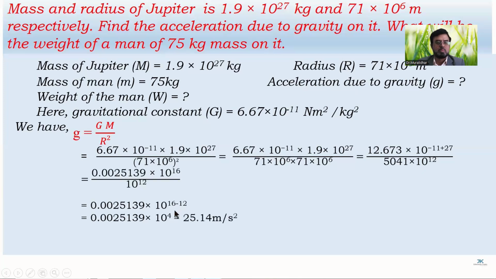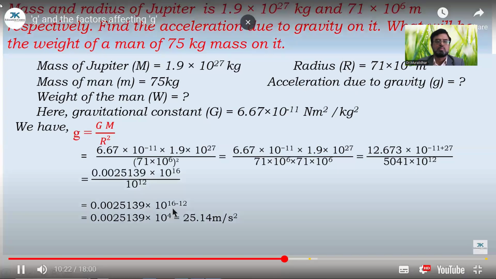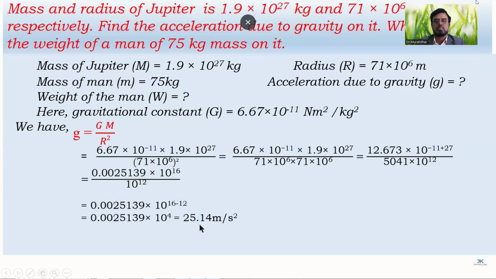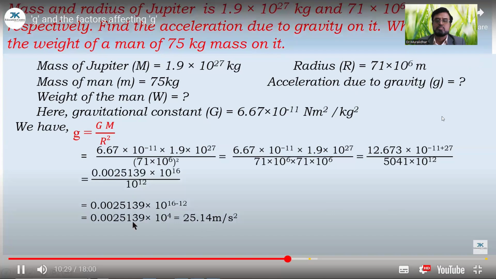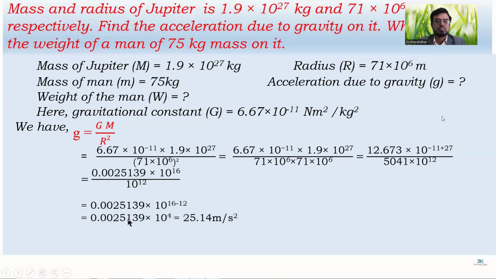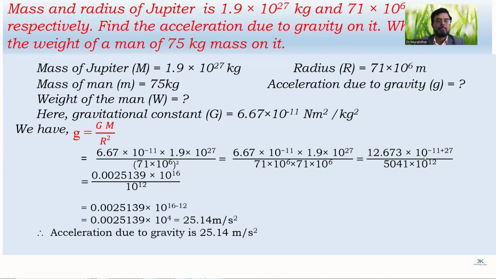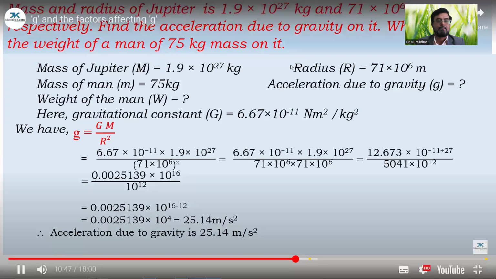And in the next step I'm writing this. Now in this step, what we are going to do, we have to multiply this with 10 to the power 4. 10 to the power 4 means 10,000. When 10,000 multiplies this very small number, then we'll have 25.139. And if 9 is removed, then we'll have 1 in the second digit after the decimal point, 25.14 meter per second square. Therefore, acceleration due to gravity is 25.14 meter per second square.